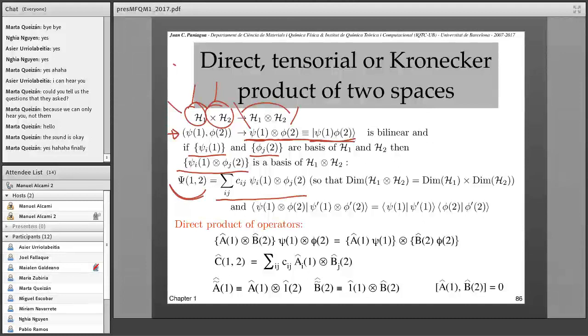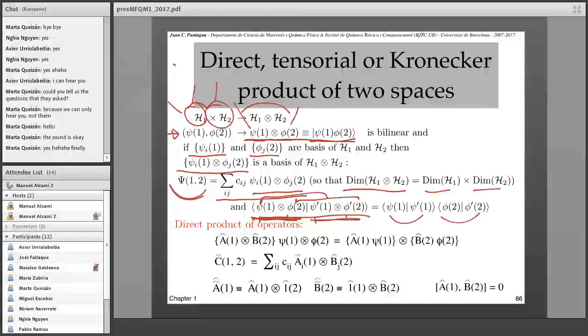Of course, it follows that the dimension of the product space is the product of the dimensions of the spaces we are multiplying, because the number of elements here is the product of the number of elements in the two bases. And one more thing, we defined a scalar product in the product space in this way. If we have two vectors expressed as direct product of vectors of the two spaces, we have to take the product of the first by the first and the second by the second. These are just complex numbers, so we can use the ordinary product for them. Well, this is the definition of the direct product.